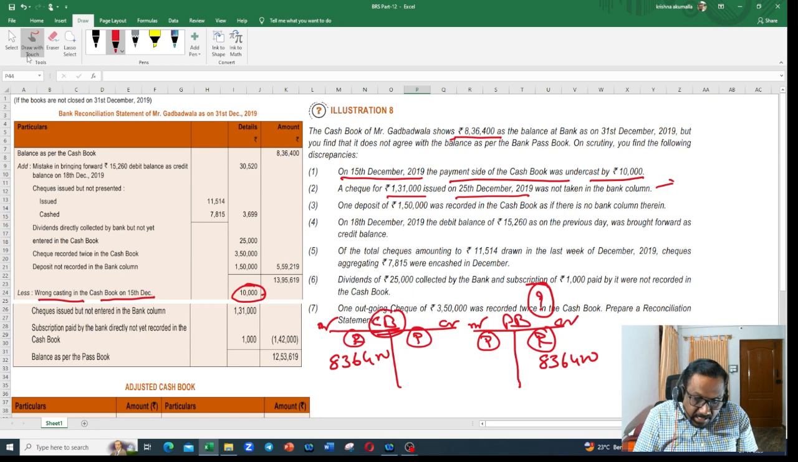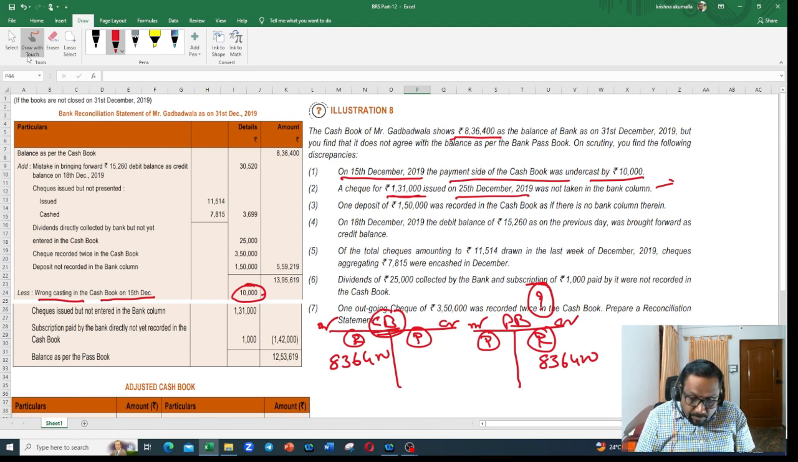He is saying this 1,30,000 issued on 25th December was not taken in the bank column. That means it is not recorded in the cash book. If it is not recorded in the cash book on the payment side, it would have been recorded in the passbook. That is how you need to assume here. A check of 1,30,000 issued means I have to record it on the payment side, but I have not recorded it in the bank column. But where have I recorded it? The passbook would have recorded it correctly.